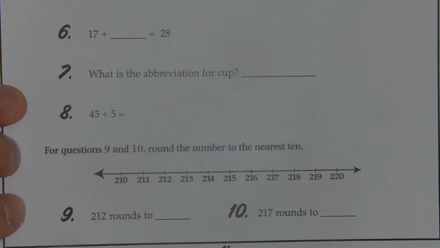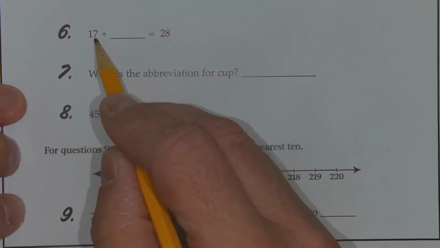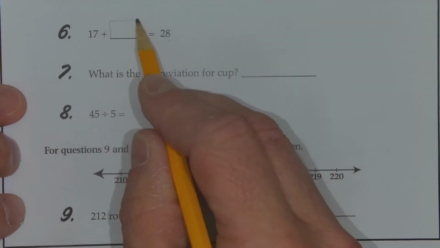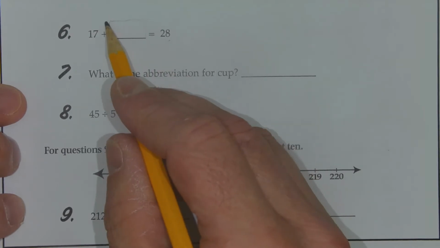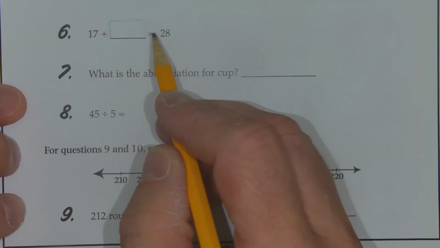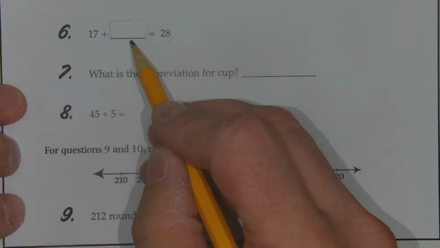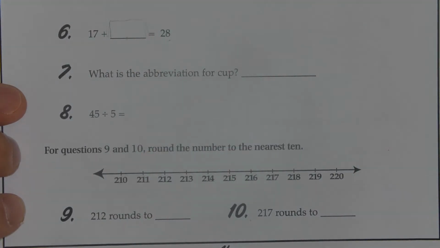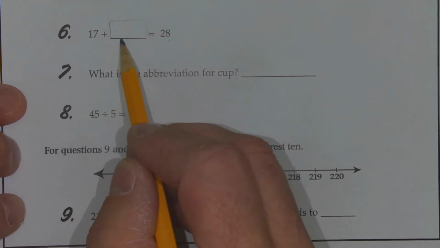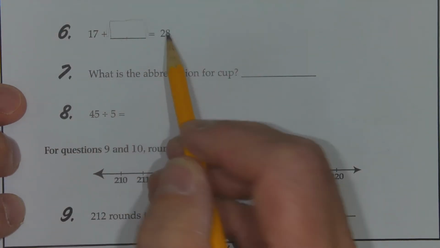Number 6, I will just tell you, is a little bit more difficult to figure out. You're missing a number here, and this gets into what we call algebraic expression or algebra, which some of you might have heard of if you have older brothers and sisters. But the easiest way to do this problem is 17 plus something equals 28.